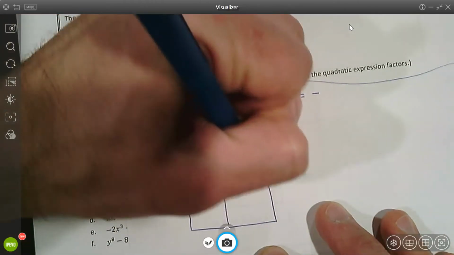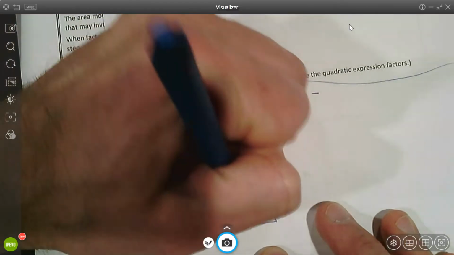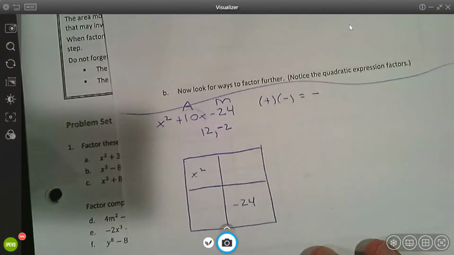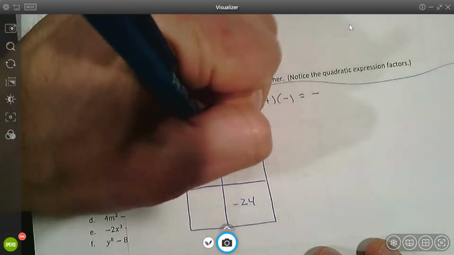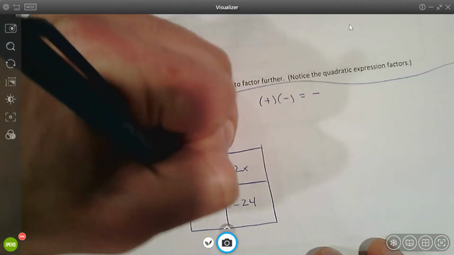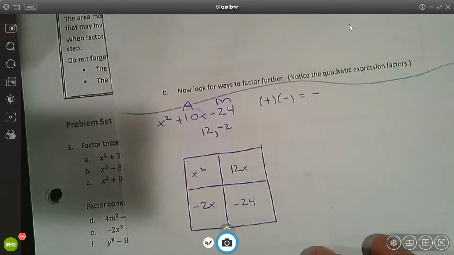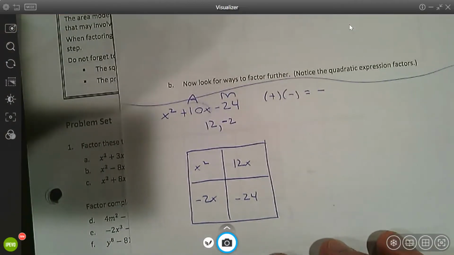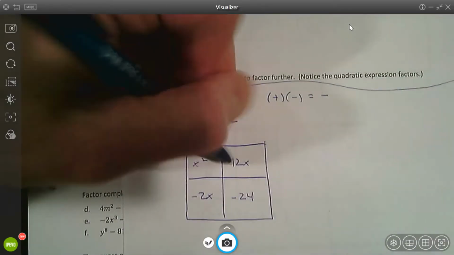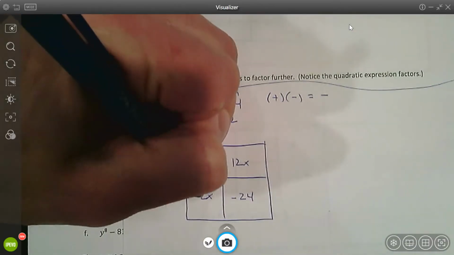So I draw my square. The first term goes in the top left. The second term goes in the bottom right. And my magic numbers go in: 12x, negative 2x. I do bring the sign with it. I'm still going to follow my greatest common factors here. So when I do that, I have x, 2.